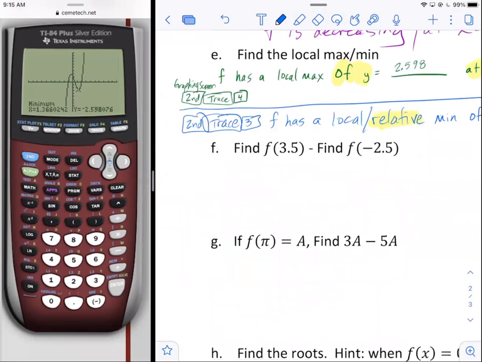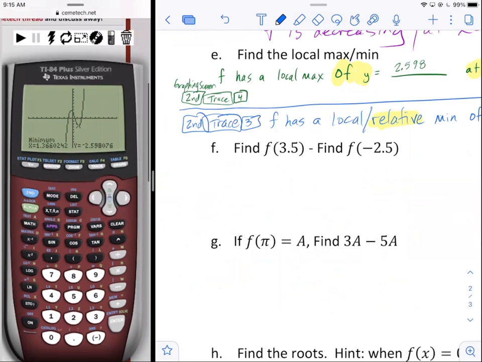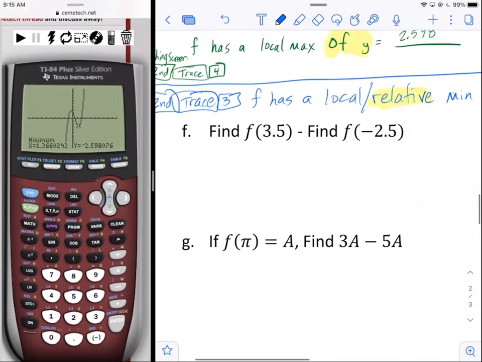Okay. Now look at this one here. This one, part F, it says find f of 3.5 minus f of negative 2.5. Okay, no big deal. We could do that. We're going to go ahead and write it down. We're going to say f of 3.5 minus f of negative 2.5. And I'm going to go left to right. I'm going to put equals.